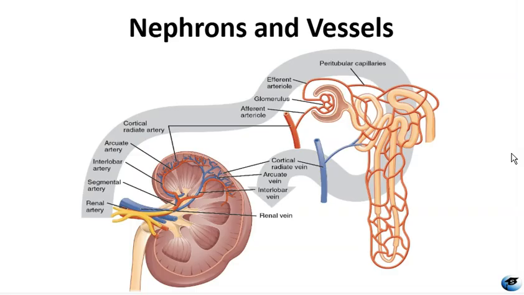The filtrate then flows into the loop of Henle, which dips into the medulla and helps create the concentration gradient that allows the kidney to conserve water. Next, the fluid enters the distal convoluted tubule, where further fine adjustments to electrolyte and pH balance occur, often under hormonal control. And then the filtrate drains into the collecting duct, which delivers urine to the renal pelvis.